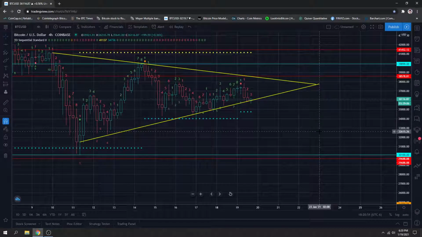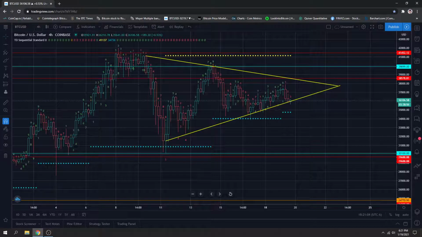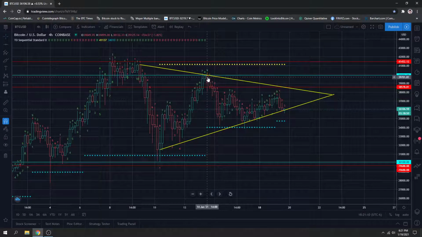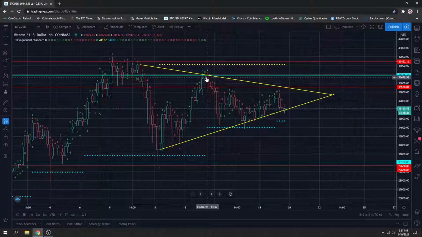All right, so gonna go over Bitcoin real quick. So what I have here is the 4 hour. What I've drawn here is a symmetric triangle. I kind of saw it developing, but there was some other individual. I've seen this a couple times, so I was like, well, I'll put it on my chart and see how this plays out.